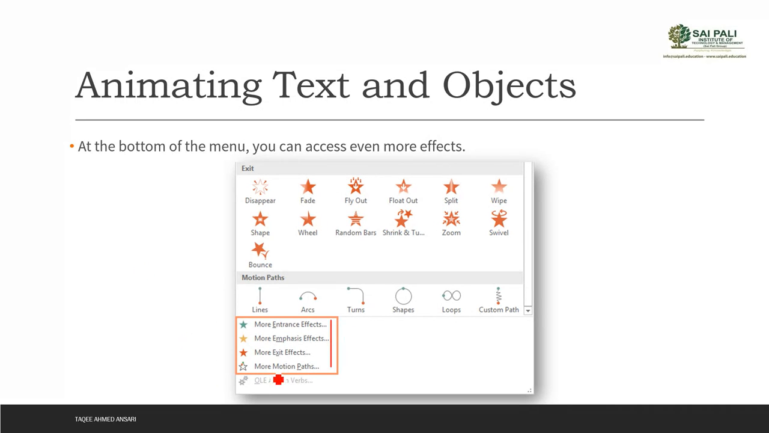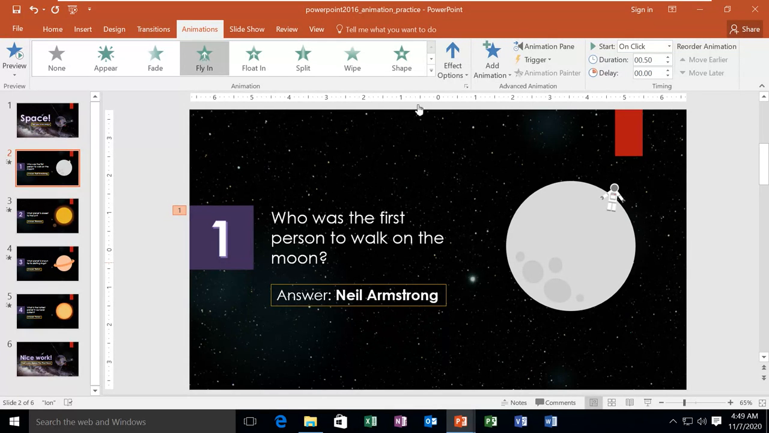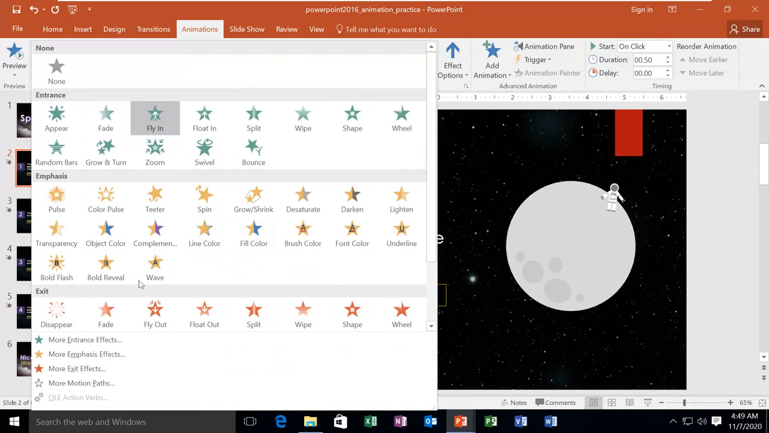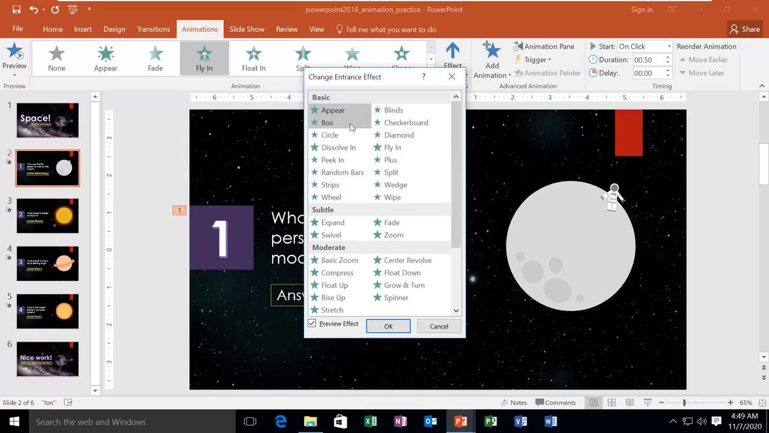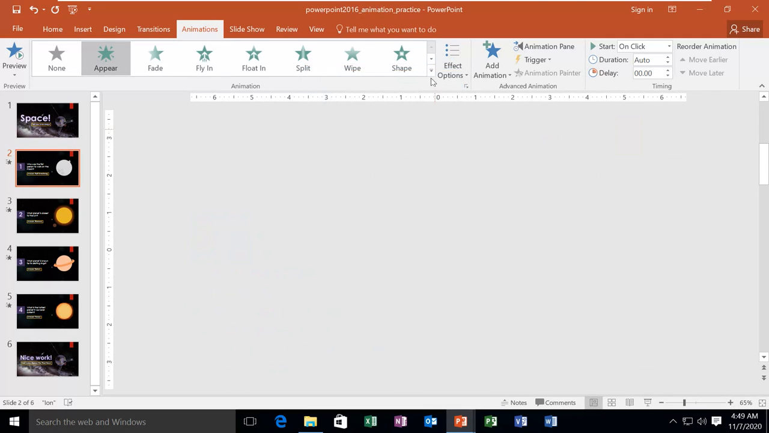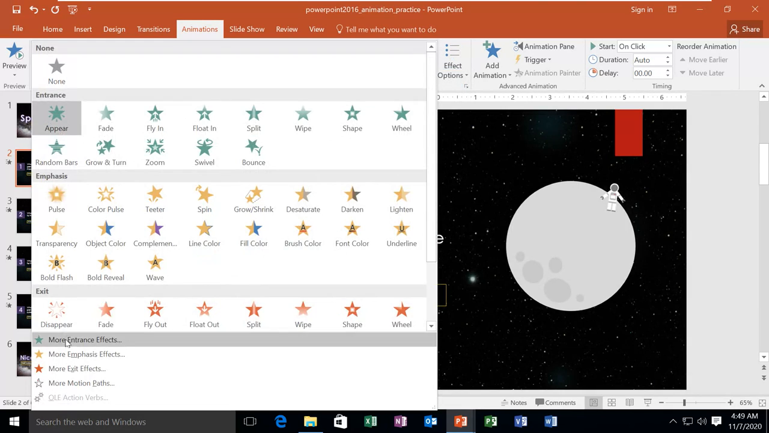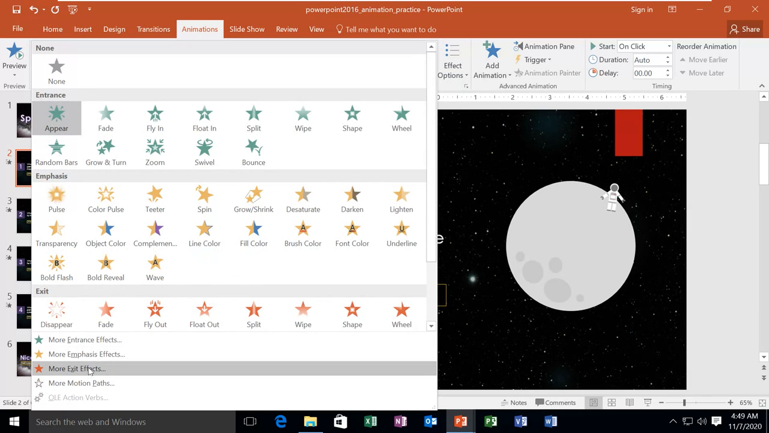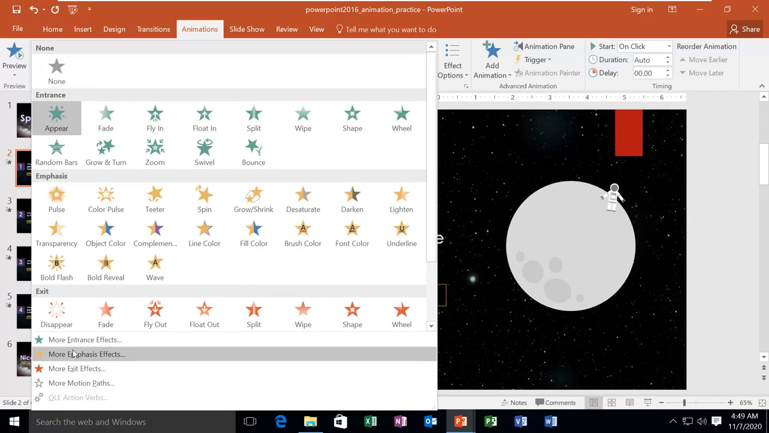And if you want to get more, then you can go here and you have more entrance effects. You have more options: basic, subtle, moderate, exciting. You have plenty to choose from. Same as you have for entrance, you have emphasis and exit, you have all these 4 categories. You have multiple different animations to choose from.